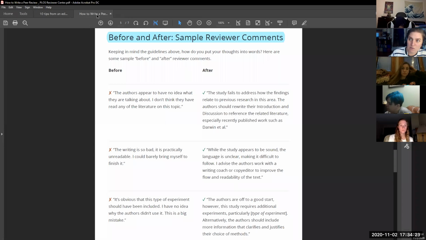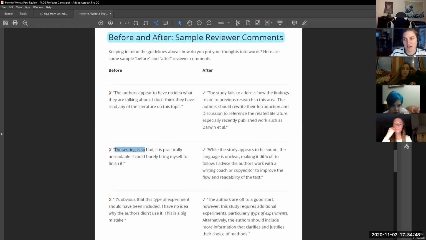This one is called How to Write a Peer Review. There's a nice section called Before and After Sample Reviewer Comments, where they have some comments like, I don't understand what you're talking about. And instead, they give you some suggestions of how to be more specific and constructive with your feedback. So I recommend that you read this.